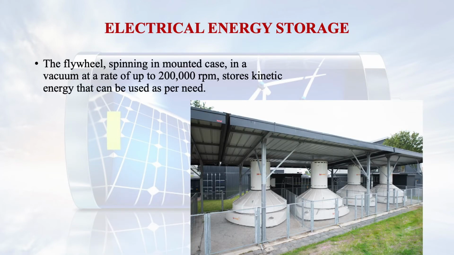Another way of storing electrical energy is using a flywheel, a simple flywheel. What happens in this simple flywheel method? The spinning wheel is mounted in a case, like in a vacuum, at a rate of up to 200,000 RPM, and it stores kinetic energy that can be used whenever it is needed.